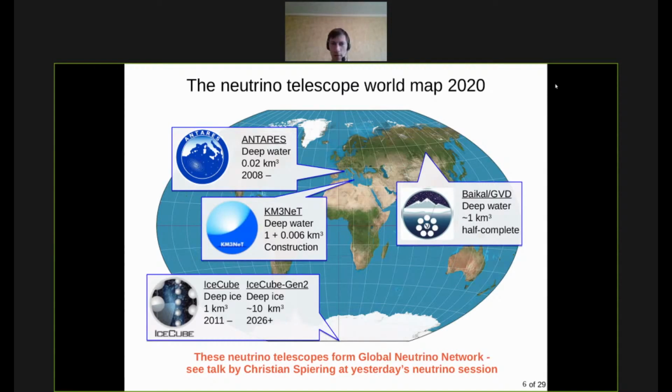So these use seawater. And there is also Baikal-GVD, which will be the main part, the second part of my talk. It's going to be also a cubic kilometer big, and it's half complete, and I'll give you more details in this talk.